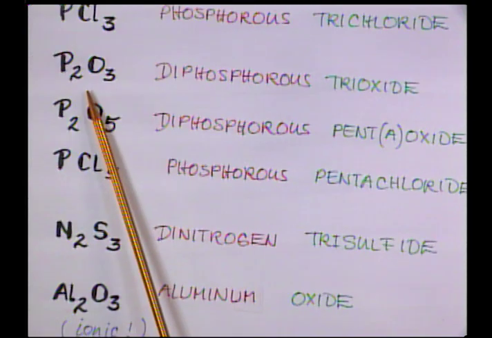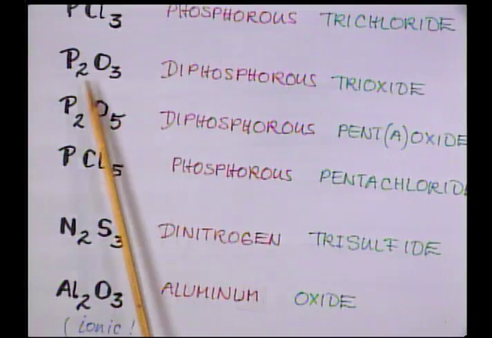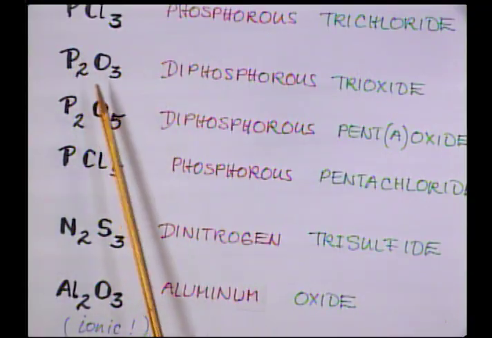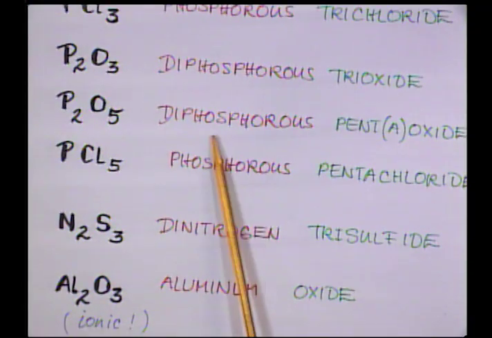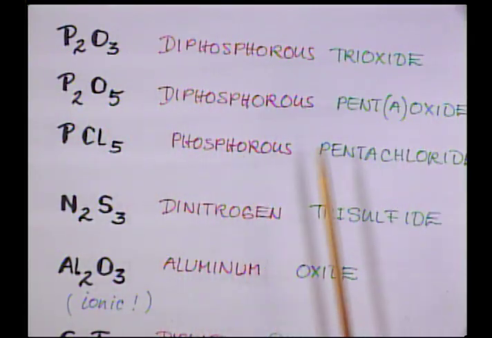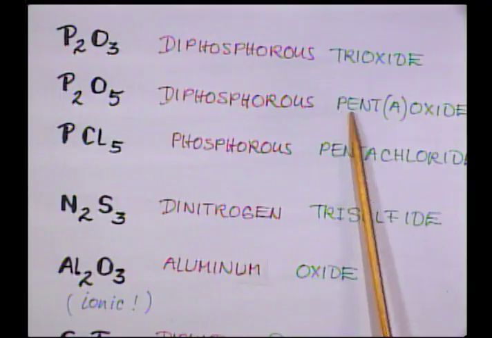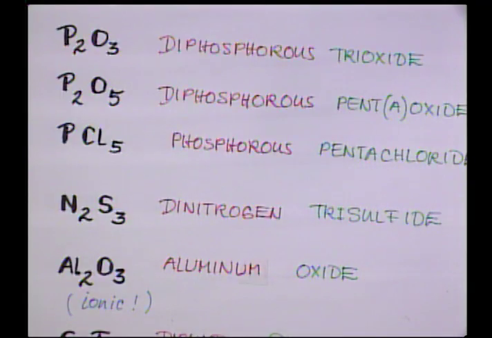What about the next one? 2 phosphoruses and 3 oxygen atoms. So here we have to say diphosphorus trioxide. The next one, diphosphorus pentoxide. Remember, 2 vowels is not so nice, so we don't say pentaoxide. We just drop the A and say pentoxide. It goes better over the tongue.